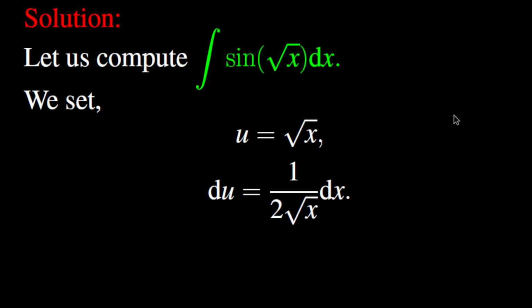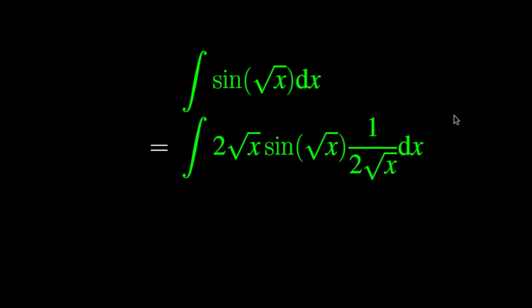We set u equal to square root of x, then du equals the fraction 1 over 2 times square root of x dx. The integral of sine of square root of x dx can be expressed as the integral of 2 times square root of x times sine of square root of x times the fraction 1 over 2 times square root of x dx. We can clearly see u and du in the expression of the integral.